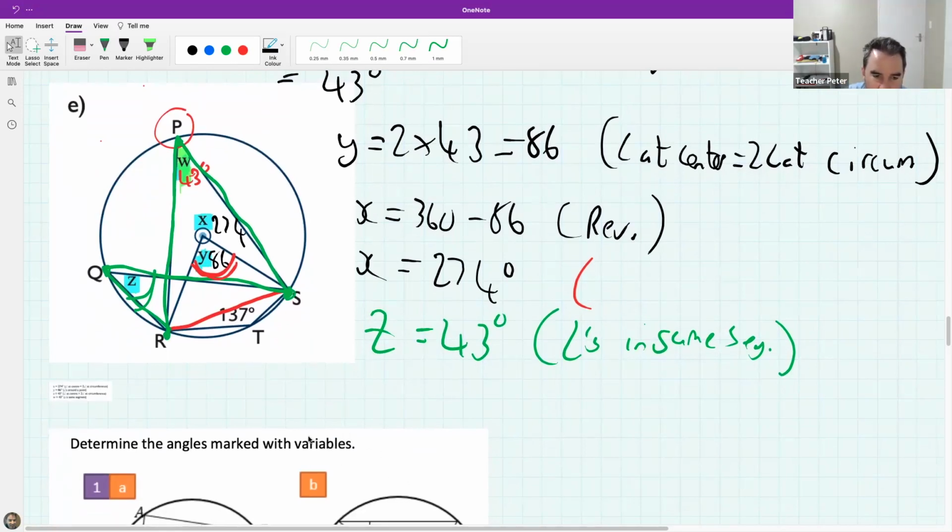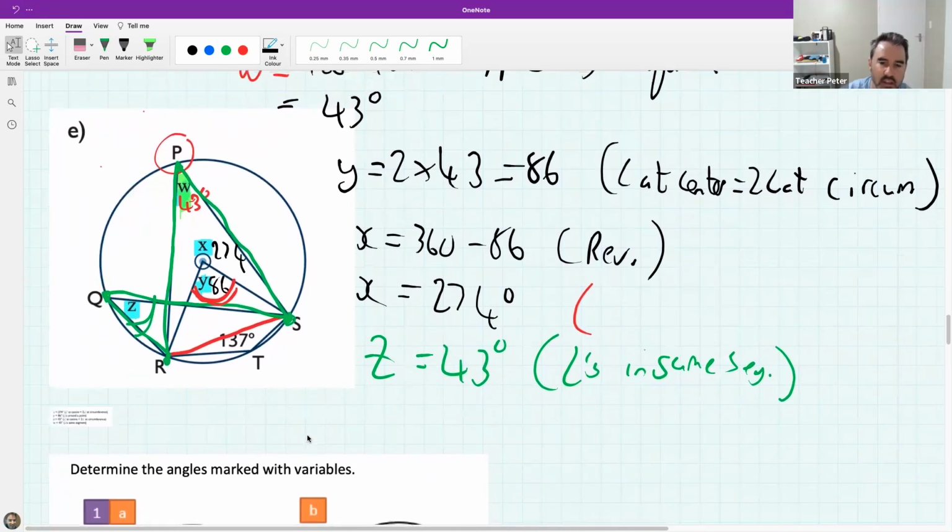So I'm asking about z because I used the angle in the segment. You said that z is 43, but with the angle in the segment, I got 86. Are all the points meant to be on the circumference for me to use angles in the same segment? Yes. This is such an important thing. Thank you so much for raising this.